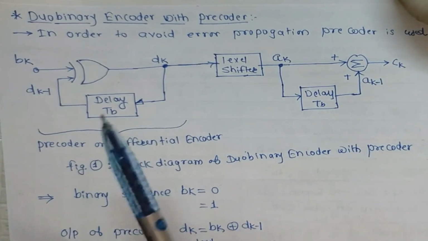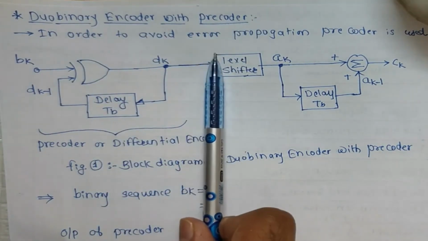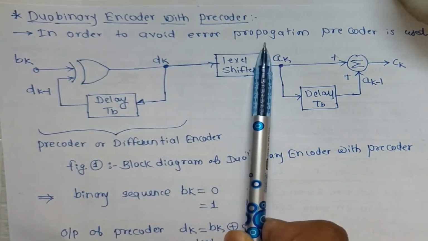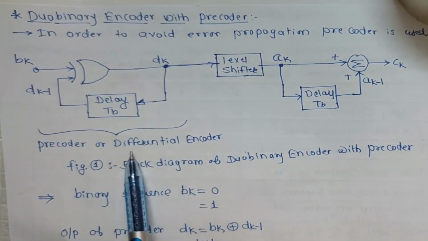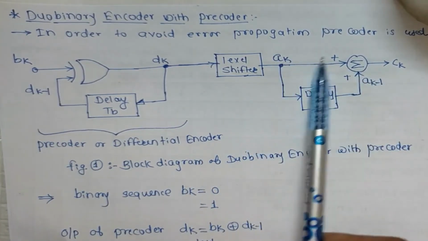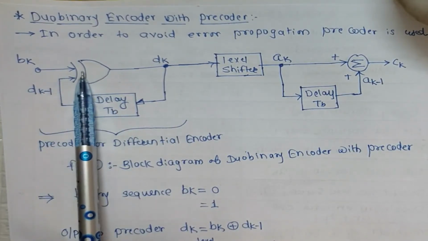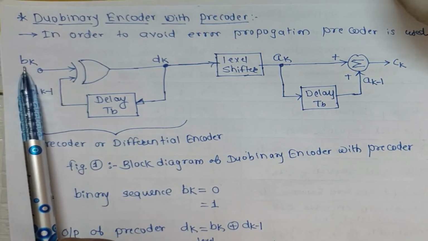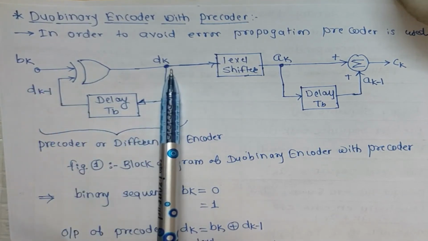So for what purpose are we using the Duobinary encoder with precoder? In order to avoid the error in the received sequence. So in order to avoid the error propagation, the precoder is used. This is the precoder, which is also called a differential encoder, we are going to use before this Duobinary encoder. Now here we are going to use an XOR gate. To this XOR gate, two inputs are there. First input is dk, that is the input sequence 0 or 1, and the other input is dk-1. It's a delayed version of dk.